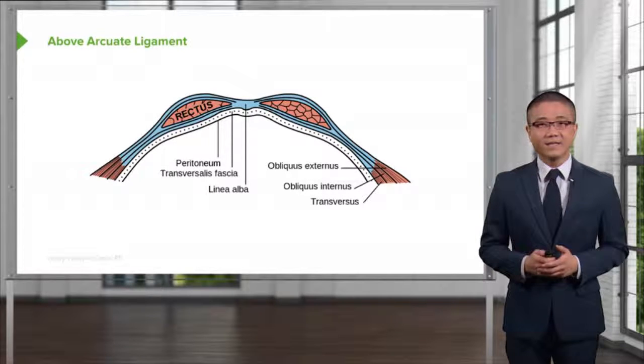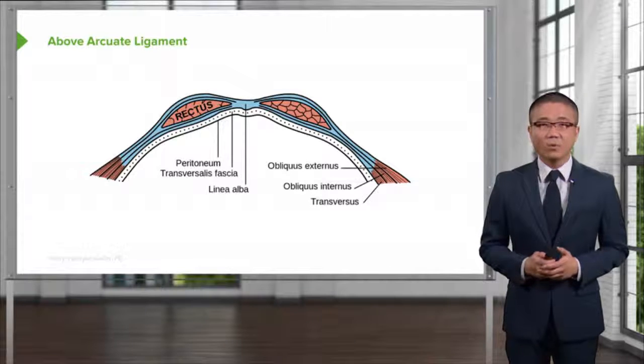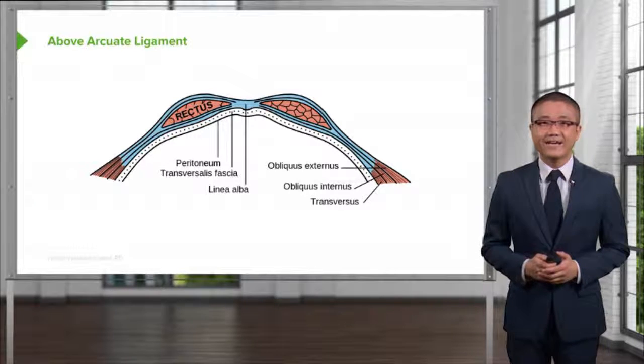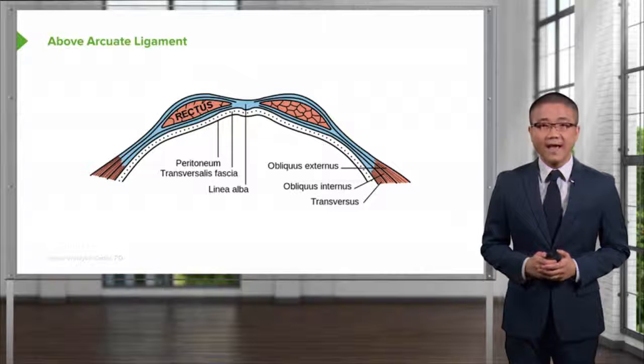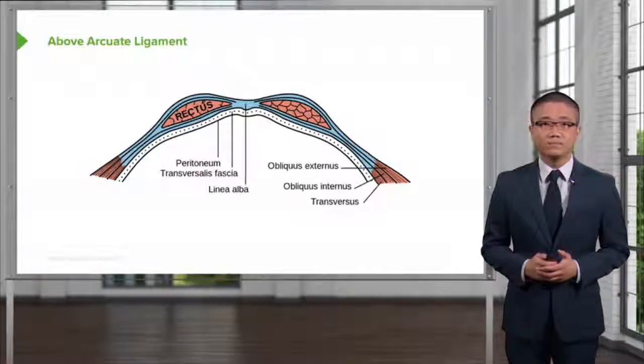This is classic anatomy. Let's go over it really quickly. We divide the abdominal wall layers above or below the arcuate ligament. The arcuate ligament is typically identified by the umbilicus. Above the arcuate ligament, as you know, there are multiple layers of the abdominal wall. There are the aponeuroses of the external oblique, internal oblique, and transversus, underlying transversalis fascia and a peritoneum.